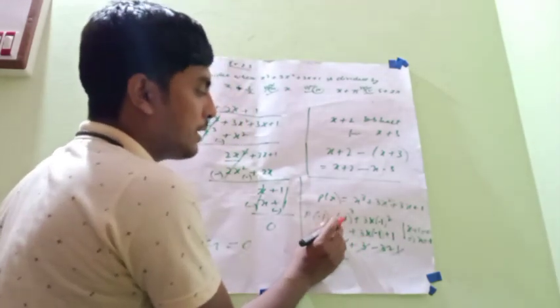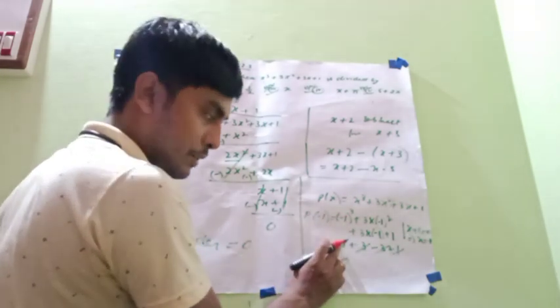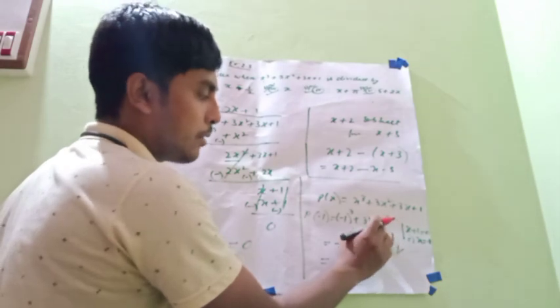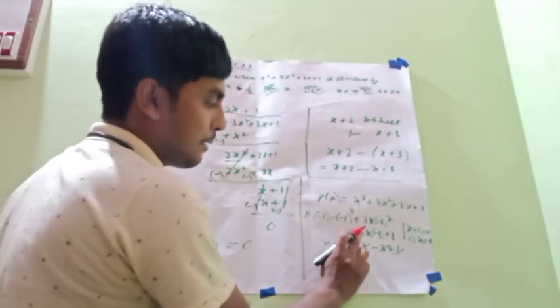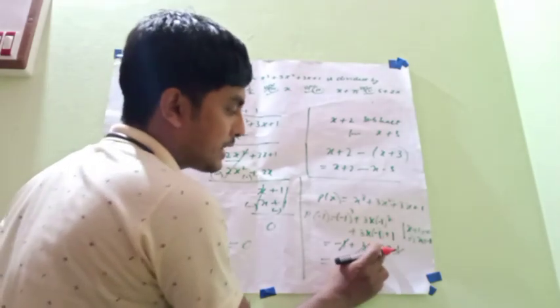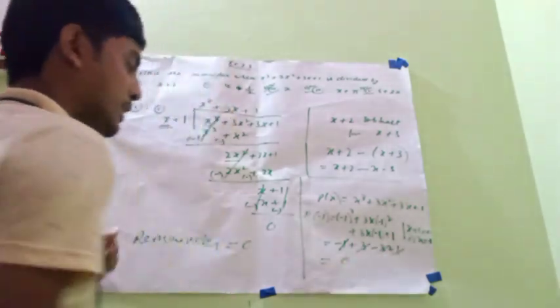Now minus 1 cube means minus 1 multiplied 3 times. Minus 1 into minus 1 into minus 1 will give you minus 1. Minus 1 square is what? Minus 1 into minus 1 is plus 1. 1 into 3 is 3. And plus, minus 3 ones are 3, plus 1. So here plus 3 minus 3 will give you 0. So these two cancel. Plus 1 minus 1 also cancel. What is left? 0. See.